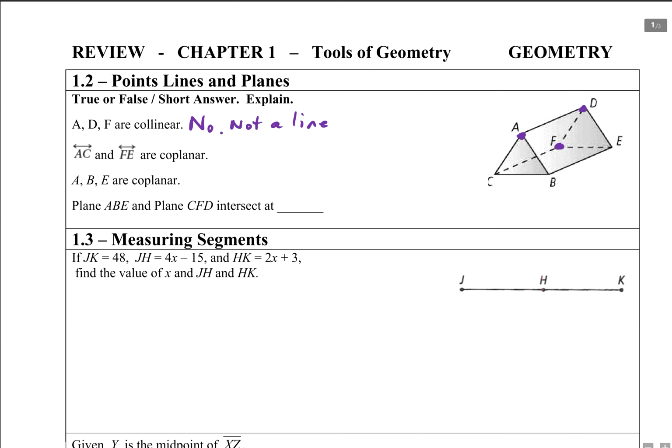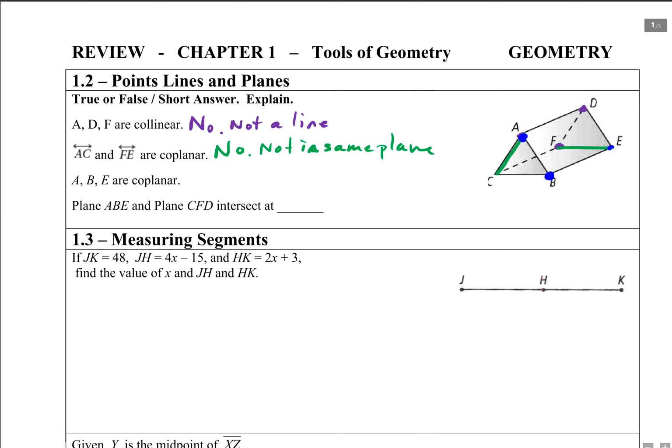All right, next is: line AC and line FE are coplanar. Coplanar means in the same plane. So once again, no, because these are not in the same plane. One is in the plane that makes up the front, and one is in the plane that makes up the back.